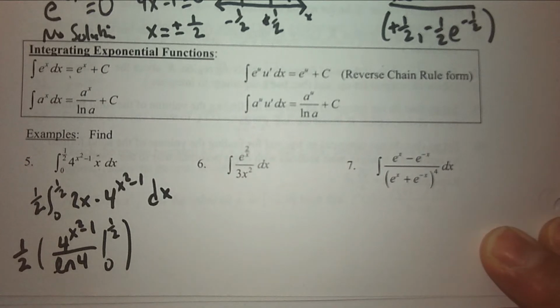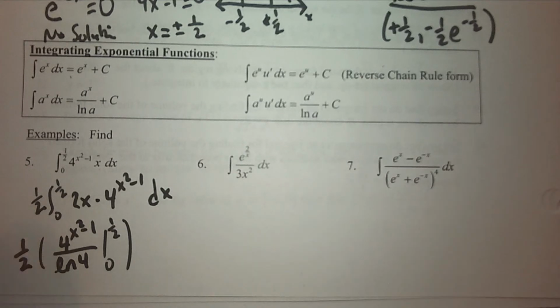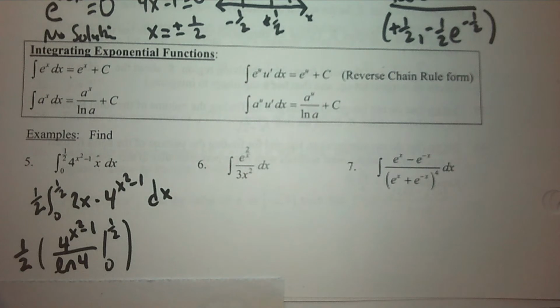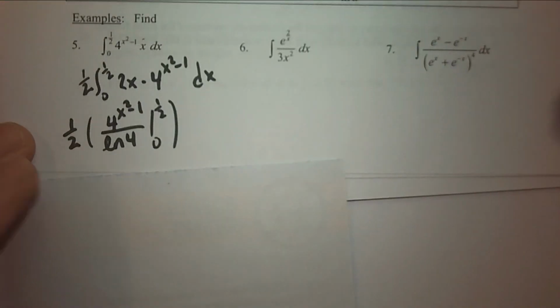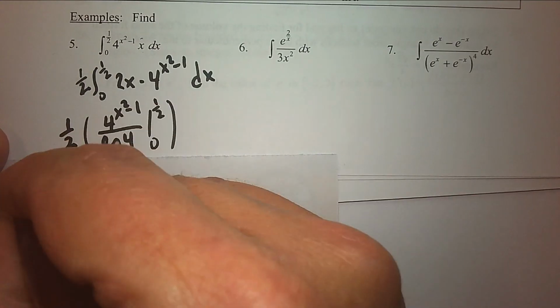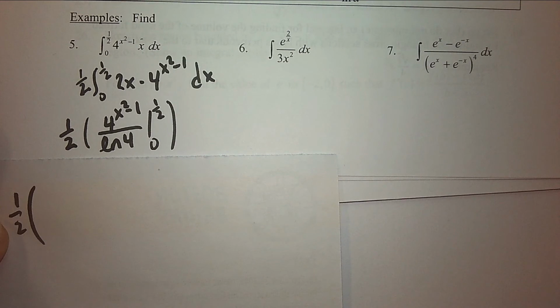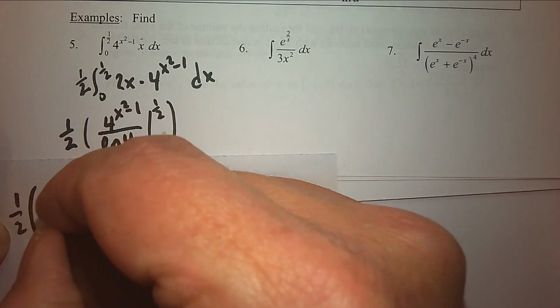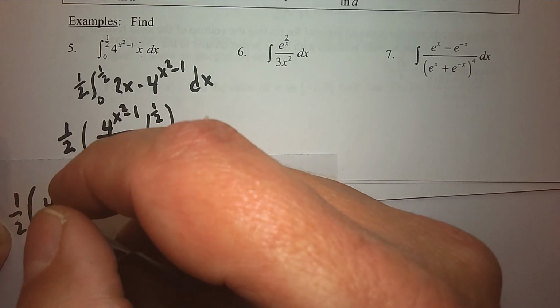So I'm going to run out of room because I'm using a fancy marker. But I'm going to do this. And move this up. So what would the end answer look like then? The 1/2 is in front. What would I plug in first? And you don't need to simplify it more than this.